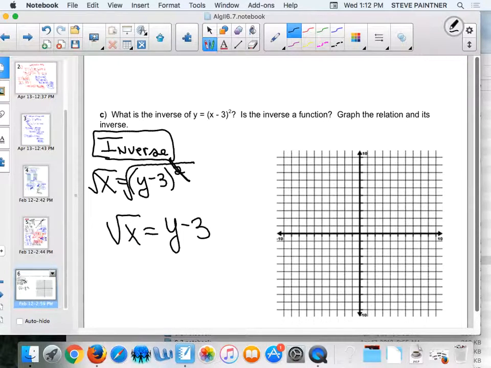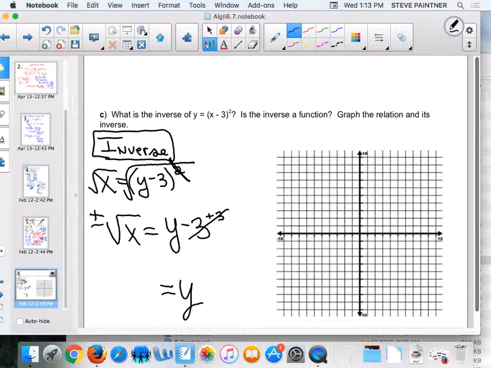That's not it. You can't just write that. Don't you get two answers? Plus or minus the square root of x? All right, now get rid of the minus 3. How? Simply add 3. That's easy.